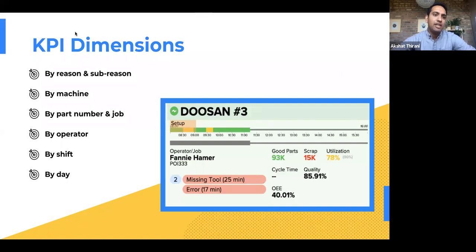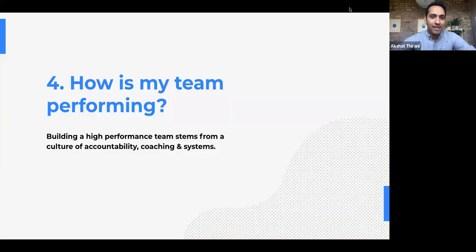And so the dimension that we typically suggest looking at downtime is by reason, sub-reason, machine, part numbers, jobs, operators. And you really need to play with this data in order to see where the anomalies are. So having these dimensions as you do your analysis is going to be really helpful.